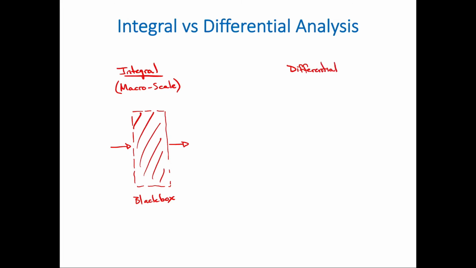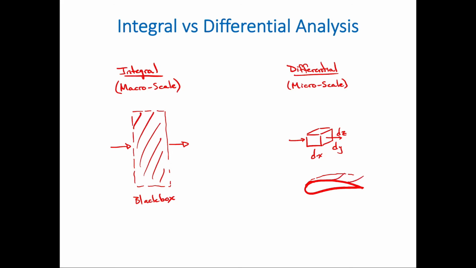Differential analysis is more akin to, say, the microscale. So in this case, we might get, say, a boundary layer off the surface of a wing. And we do that by focusing on the minutiae, by zooming in to these tiny elements, dx, dy, dz. And from that, we might be able to map what the boundary layer looks like over a wing. So in the next video, we're going to dive into differential analysis, and we're going to talk about how we use it to derive conservation of mass.